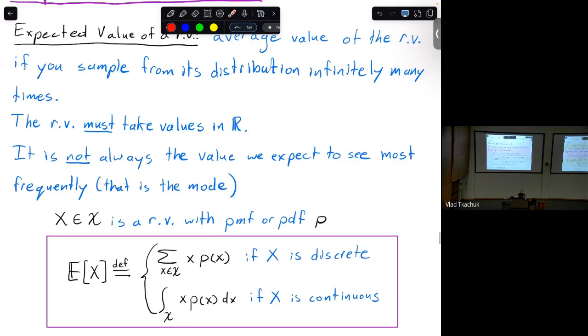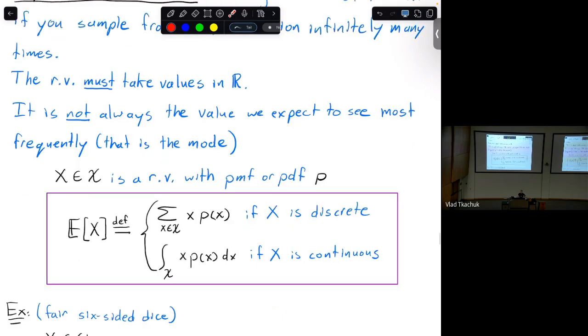And it's not always the value we actually expect to see. It's not the value we expect to see most frequently. And actually for this dice roll case, you're going to see that the average value of a dice roll is 3.5, which maybe makes some sense. It's the middle number between 1 and 6. But the problem is that you're never going to get 3.5 on your dice roll.